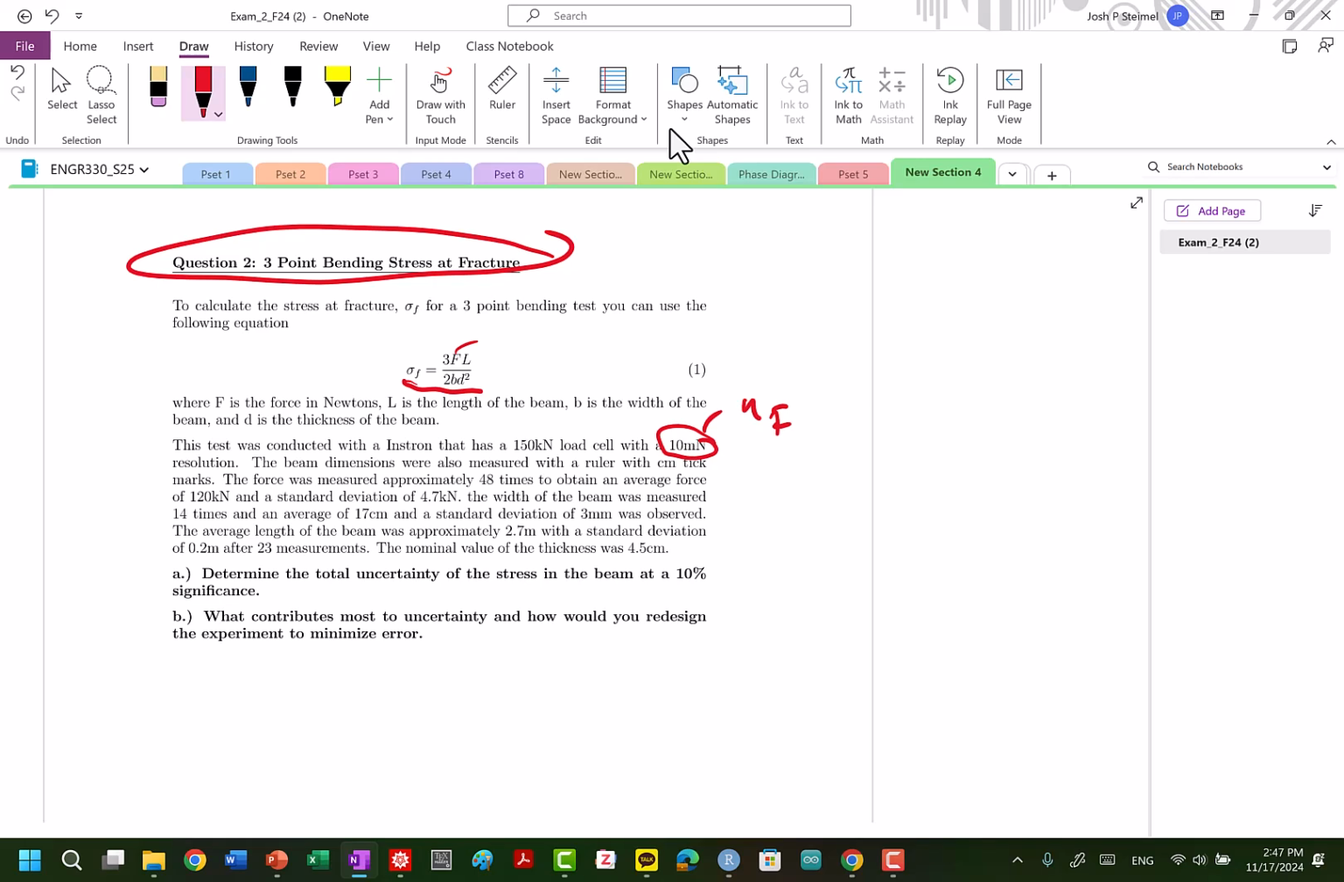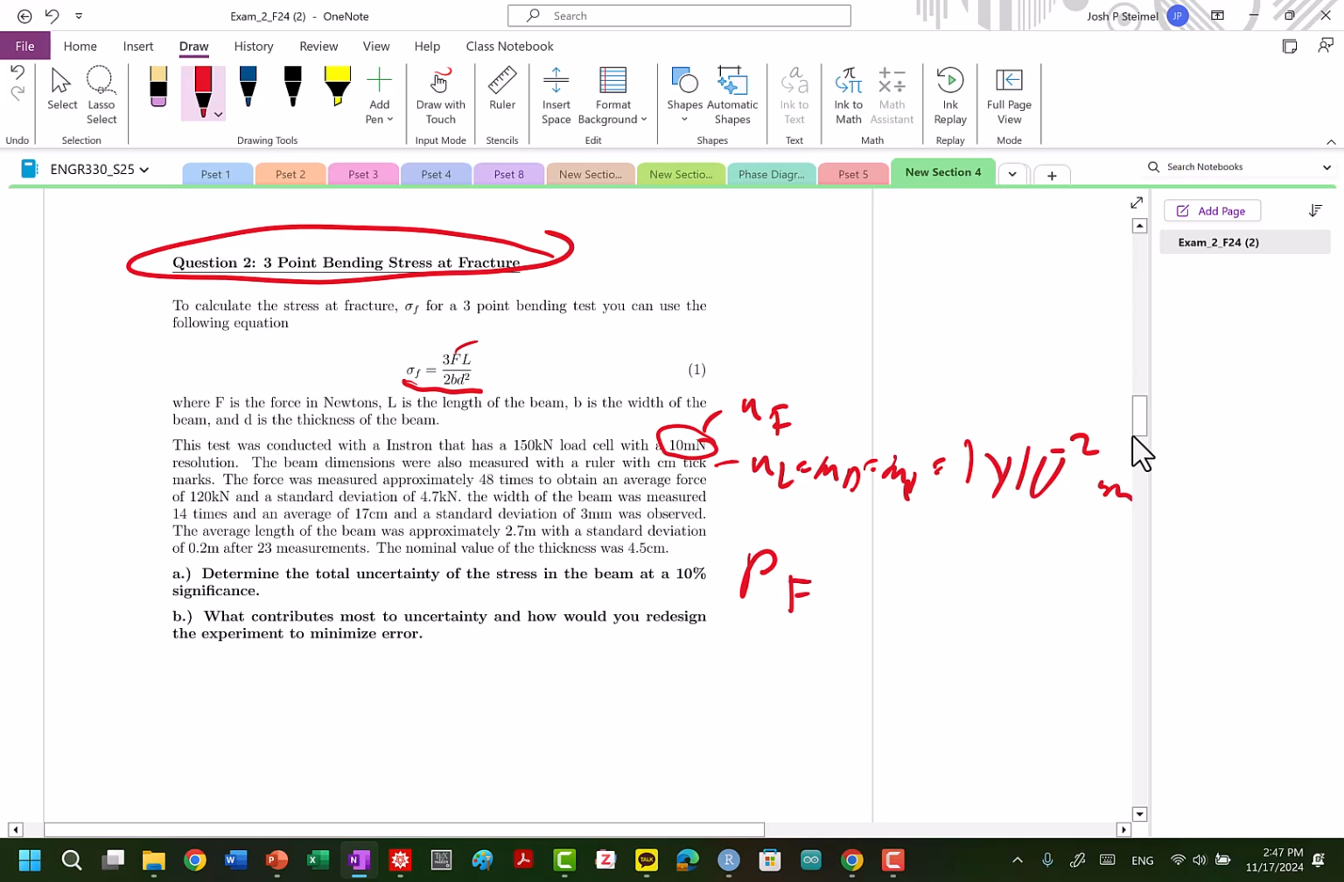Being measured with a ruler, so there's going to be some uncertainty in L, which is equal to uncertainty in B, which is equal to the uncertainty in D, which is going to be equal to 1 times 10 to the minus 2 meters. Force is measured, so there's going to be precision error in the force, precision error in the width of the beam B, and a precision error in the length. The width of the beam is measured, average length. The nominal value of the thickness was this, so we just have nominal value. Determine the uncertainty, what contributes most.